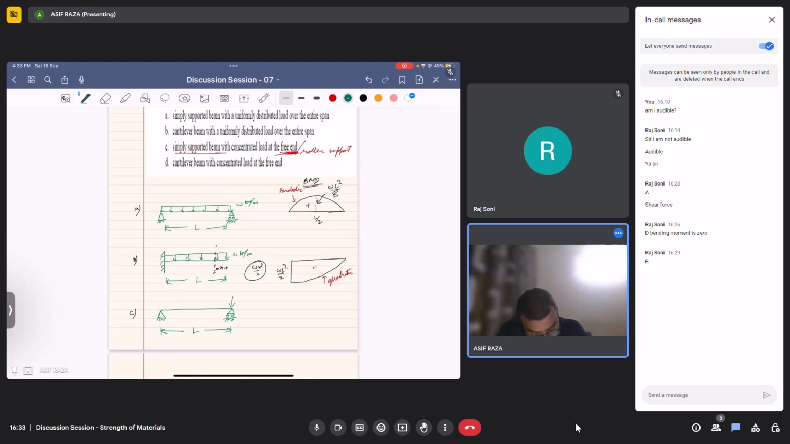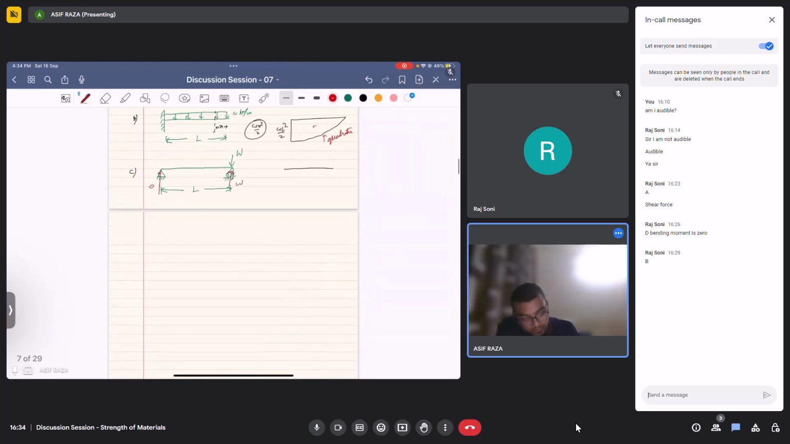that is like this. If W kilonewton acts, what would be my bending moment diagram? It would be 0 all throughout, because the reaction in this case would be W here, and here it would be 0. So this will cancel out each other, and all throughout the section the bending moment would be 0. Now let's see option D.